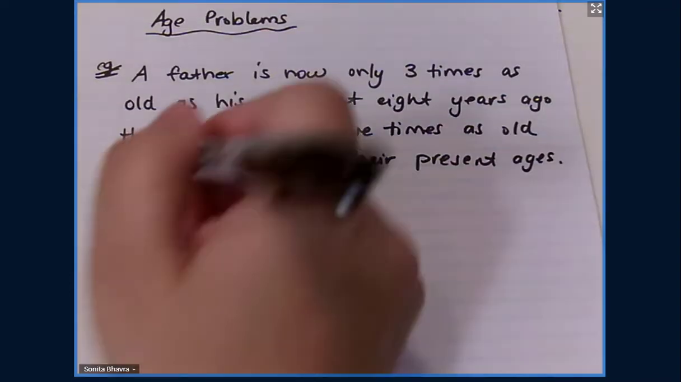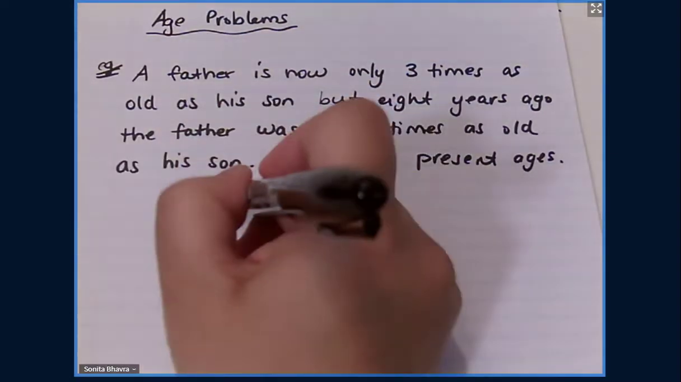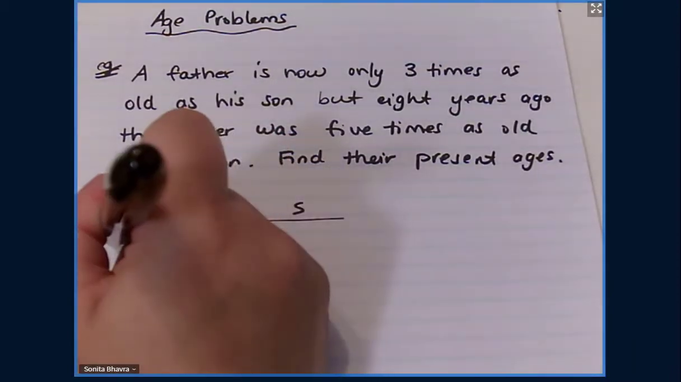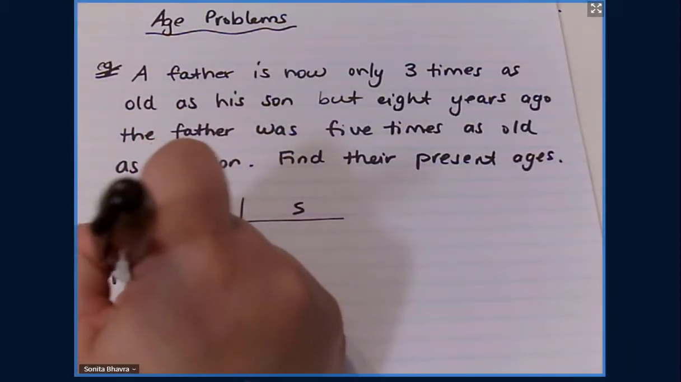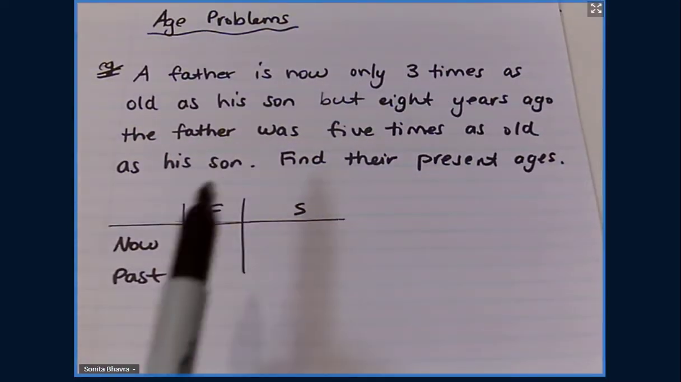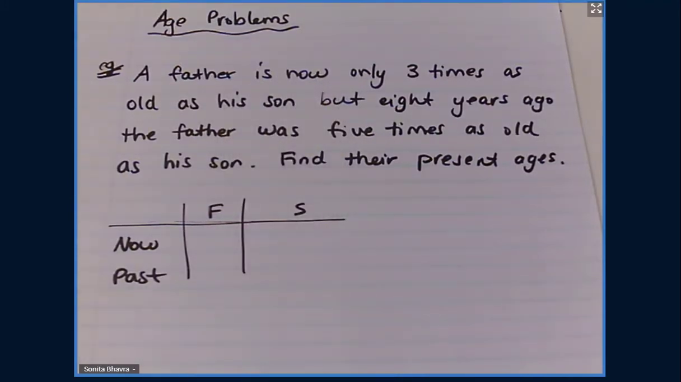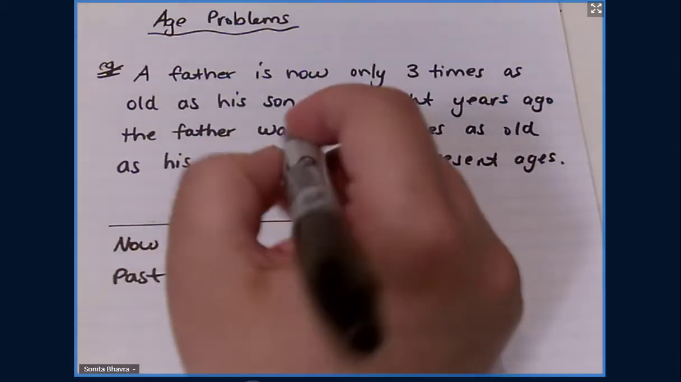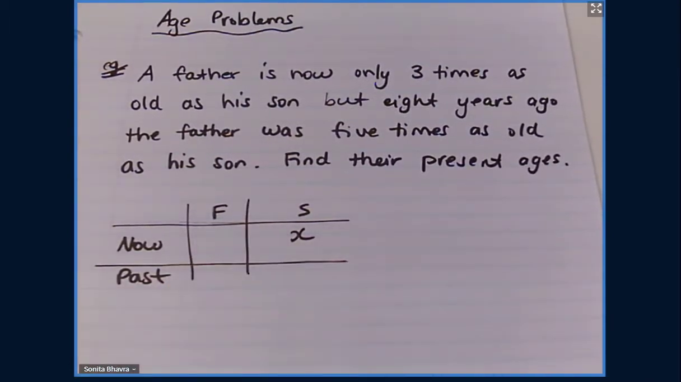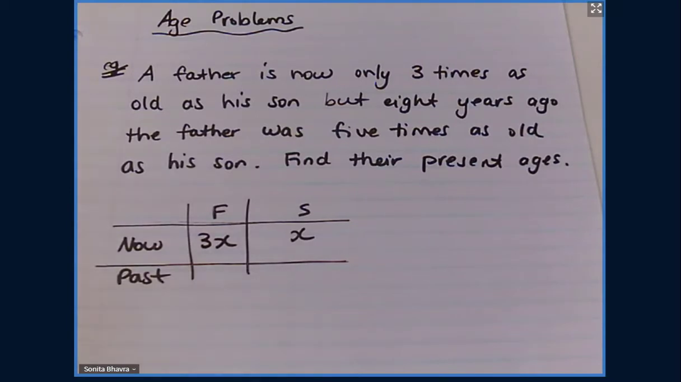So usually it's a good idea to set up a chart. So we have the father and we have the son. And then we have present and past. So you can say now and in the past. All right, so now, which is in the question, a father is now only 3 times as old as his son. So we can call the son X, and we'll call the father 3X, right? Because the father is now 3 times as old as his son.